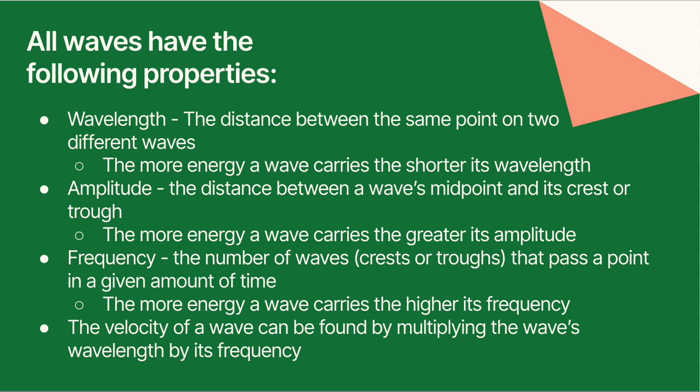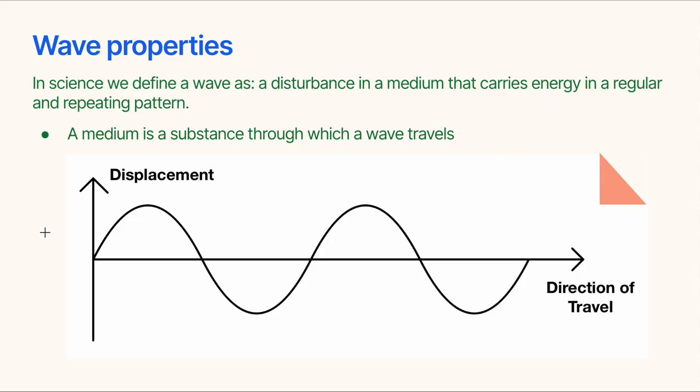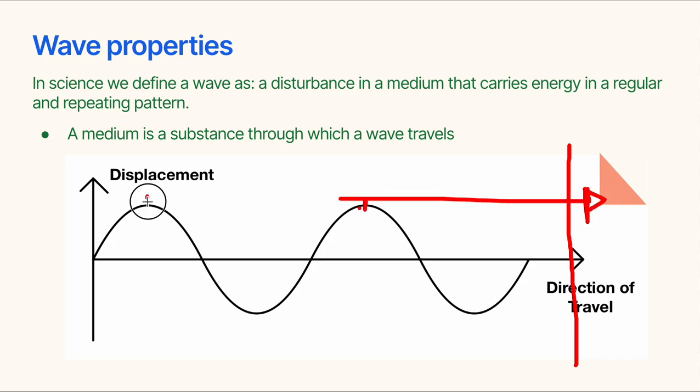The last one, frequency, is the number of waves, crests or troughs, a full wavelength that passes a point in a given amount of time. Okay? So this one isn't a part of the wave that we can label here, but essentially what scientists do is they pick a point, sort of like a finish line, and they watch the waves move across that point, and they count how many wavelengths go past that point in a specific amount of time, usually a second.